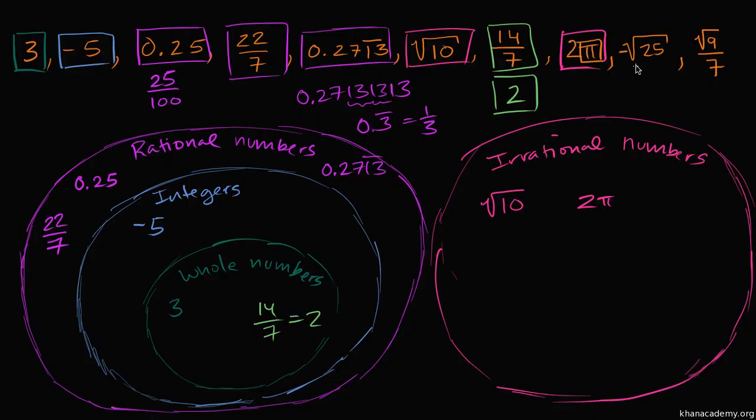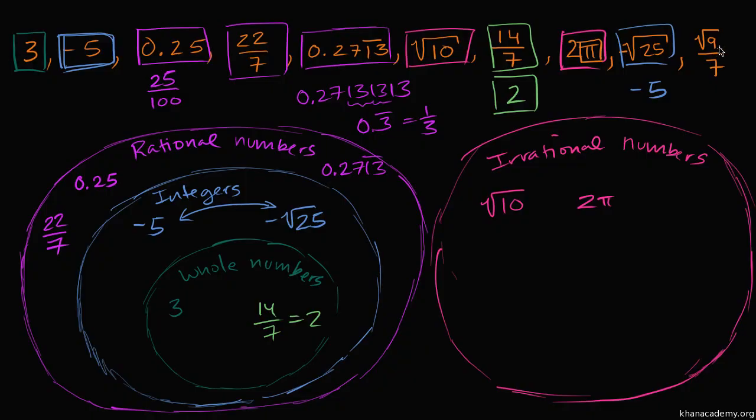Now what about the negative square root of 25? Well, 25 is a perfect square. Square root of that's just going to be 5. So this thing is going to be equivalent to -5. So this is just another representation of this right over here. So it is an integer. It's not a whole number because it's negative, but it's an integer. Negative square root of 25. These two things are actually the same number, just different ways of representing them.